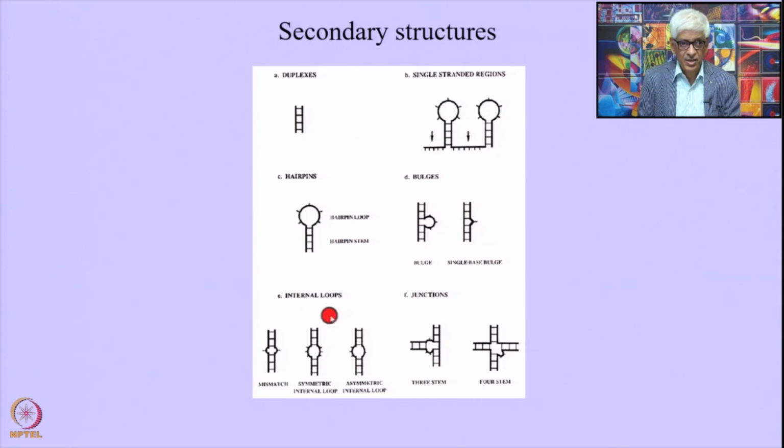And now in the internal loops within the duplex itself, you can have certain regions where there are bulges in the middle. Why does it happen? Because these are not complementary sequences. When there are not complementary sequences, the possibility of a base pair does not exist, then you will have these kinds of loops, symmetric loops in the parallel structures, and you can have antisymmetric loops, and you have these kinds of possibilities, and you can have 4 stranded structures.